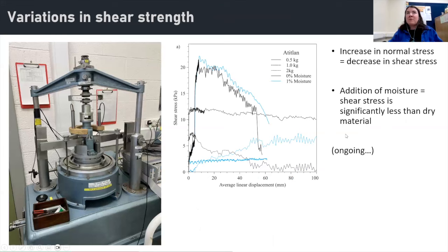So naturally, we then moved on to looking at variations in shear strength, and what we found in some of this material was that with the addition of moisture, our shear stress is significantly less than that of dry material. So this is our shear test, and it's a ring shear, so we can infinitely shear a material. This work is ongoing, so I'm still looking at these results.